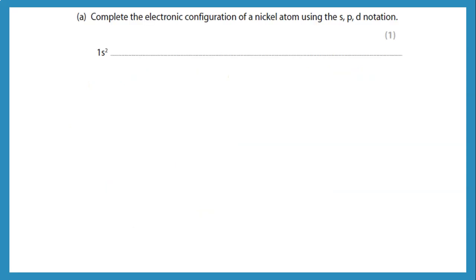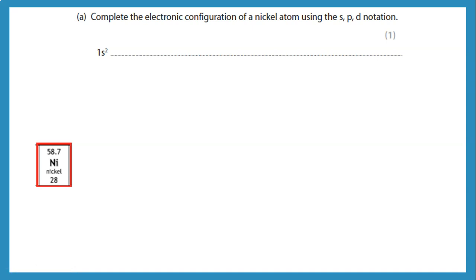Okay, complete the electronic configuration of a nickel atom using the SPD notation. Remember, in O level, when we were filling out electron configurations, we were writing it 2, 8, 8, and so on. We said the first energy level takes 2 electrons, the second energy level takes 8, and so on. But now we're going to use the SPD notation, and that means we're going to use the different sub-levels in each energy level.